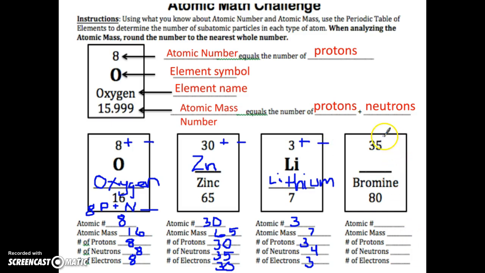You're on your own for the rest. The next element is bromine. It is the only element with atomic number of 35.